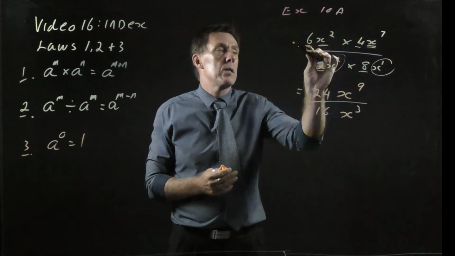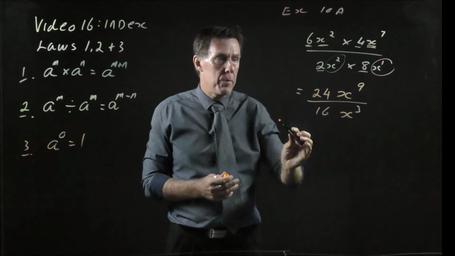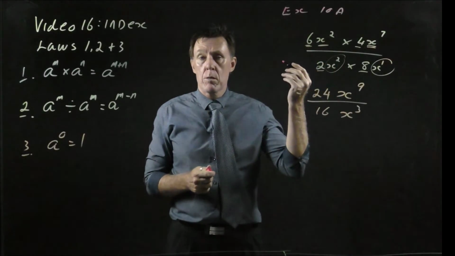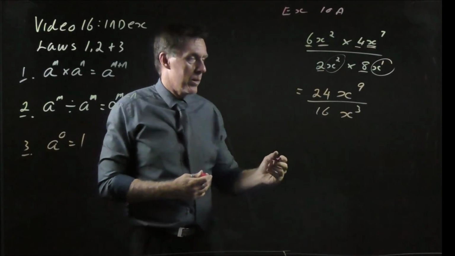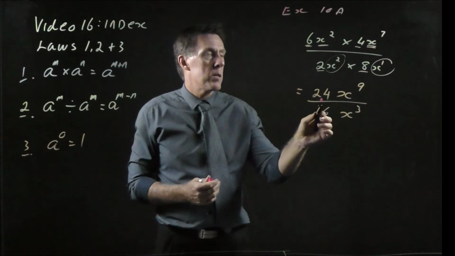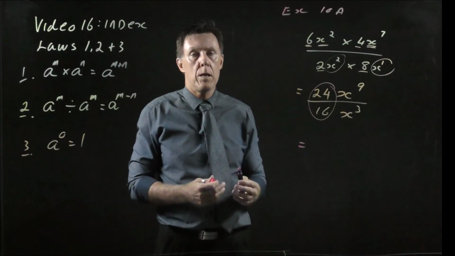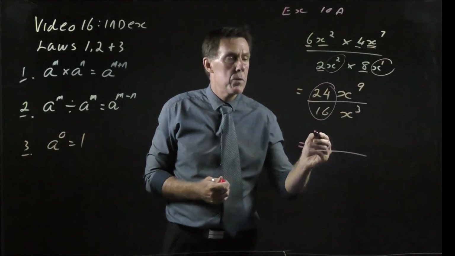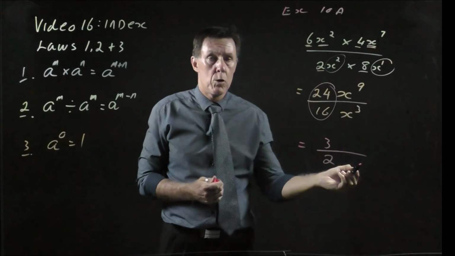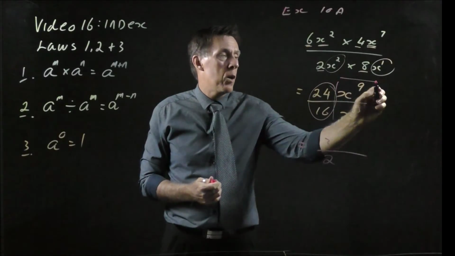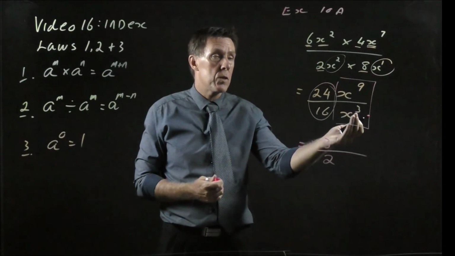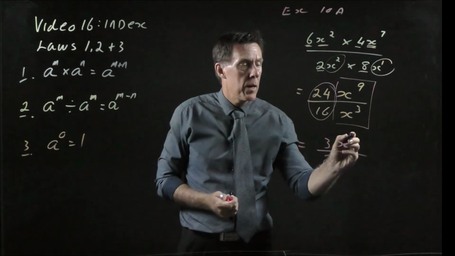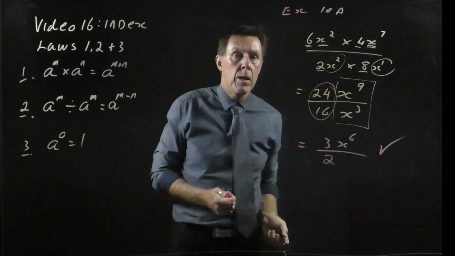There's your first step. You've taken something that looks reasonably complicated to come down to something a lot more simple. But again, we just go number parts and we go letter parts. If we go number parts, 24 and 16, just cancel it down the way you would always do. 8 goes into 24 3 times, 8 goes into 16 2 times. Then, look at the letter parts. We're dividing the powers of the same base. Rule number 2 says we subtract the indices. 9 take 3, x to the power 6. That's what you're doing.